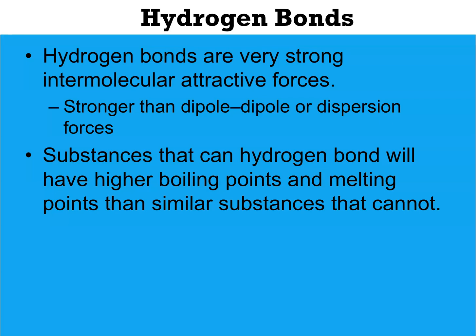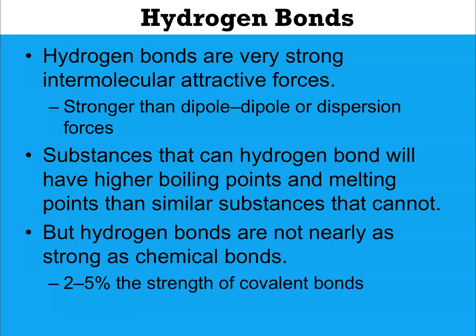Because it's the strongest, it's going to affect properties. Boiling points and melting points are going to be higher. A stronger bond takes more energy to break the bond. We saw that with delta H back in thermodynamics. But even while hydrogen bonds are very, very strong IMFs, they are not nearly as strong as actual covalent bonds. An actual covalent bond holding hydrogen and oxygen together within water, intramolecular, is way stronger than the attraction between one water molecule and another water molecule.